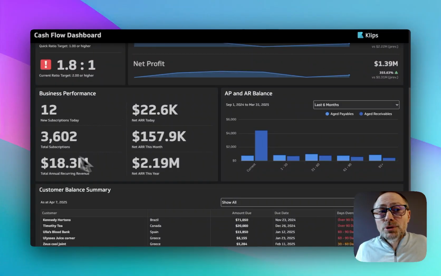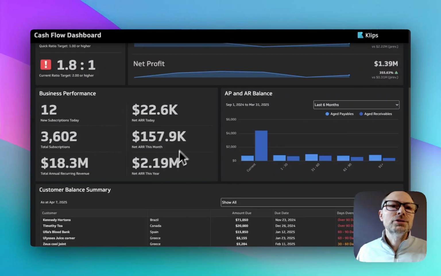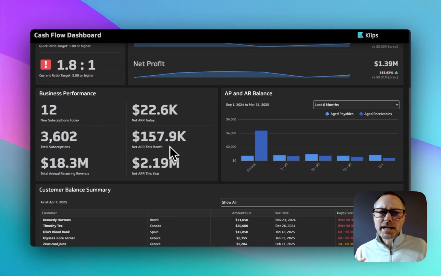Now, a financial dashboard doesn't necessarily only have to have true financial metrics. You can also have performance or sales or non-financial metrics on here. So we have related information like the number of new subscriptions that we had today, net MRR or net ARR this month. These things will add confidence to what an audience is looking at. This sales information is very related to financial performance, so having this side by side makes quite a bit of sense.